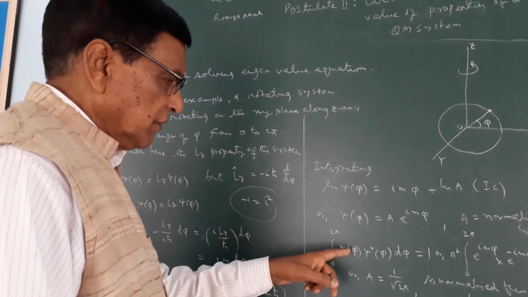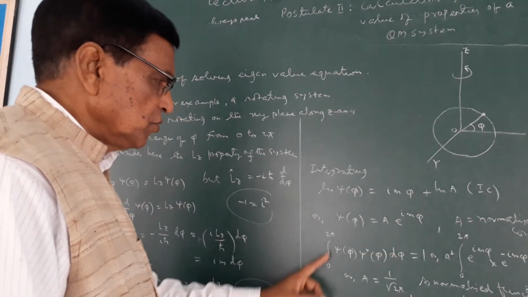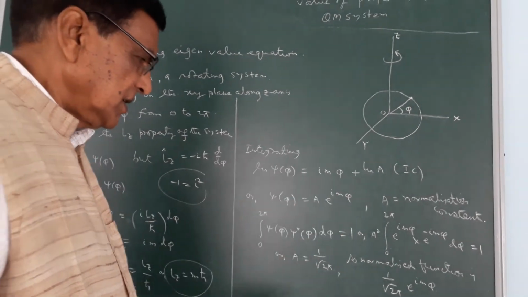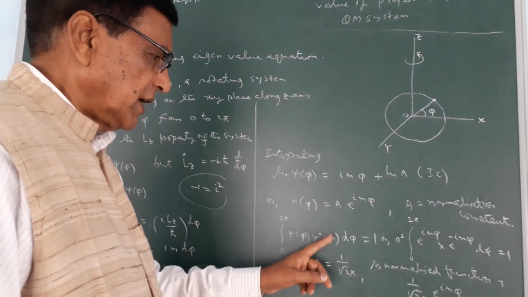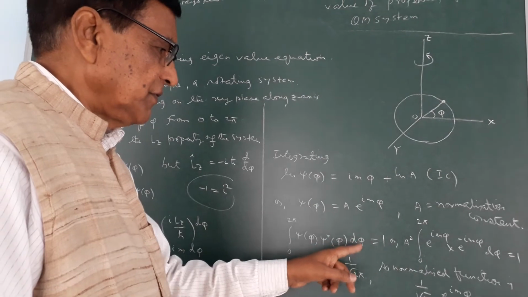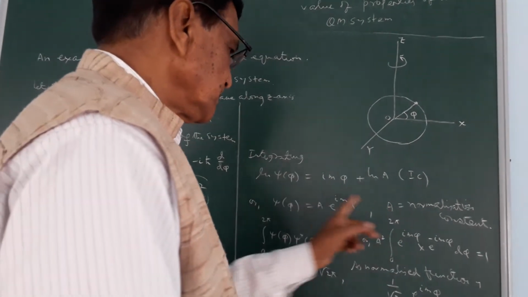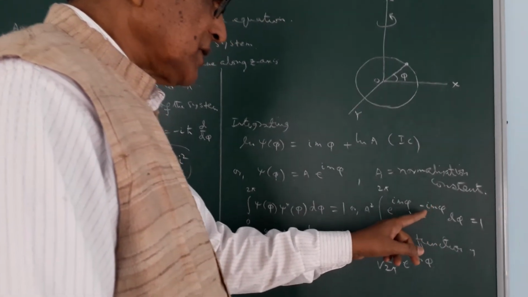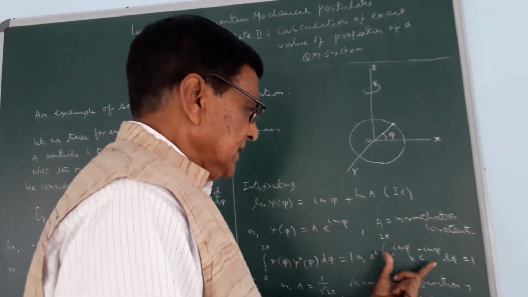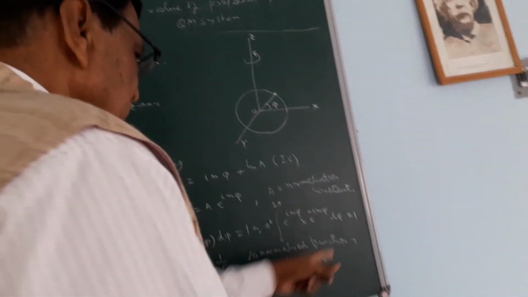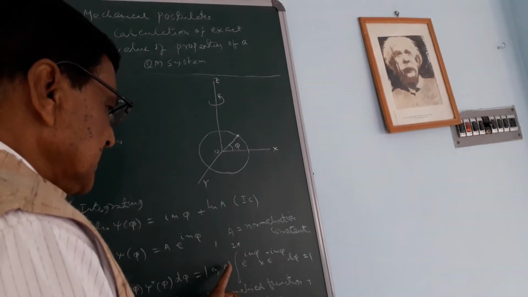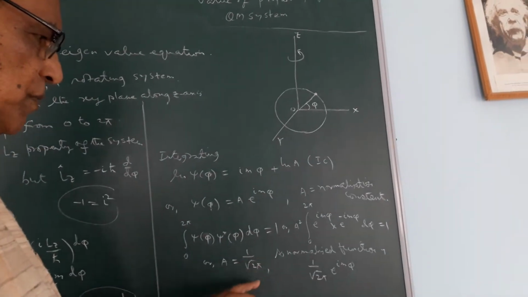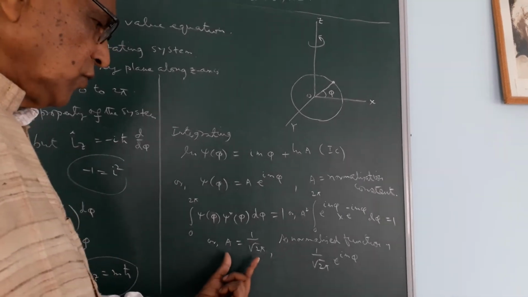The range of this phi is 0 to 2 pi for one complete rotation. So psi phi is the imaginary function, so psi phi into psi star phi, the complex conjugate of this one, into d phi equal to 1, or A square e to the power i m phi into e to the power minus i m phi, the complex conjugate of this one, into d phi equal to 1. These two products equal to 1, so when d phi is integrated, it will give A square 2 pi equal to 1, or A equal to 1 by root over 2 pi. This is the value of the normalization constant.